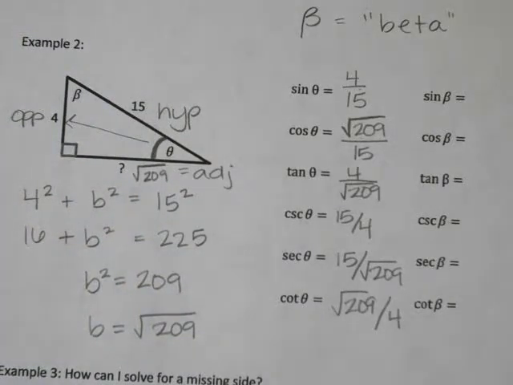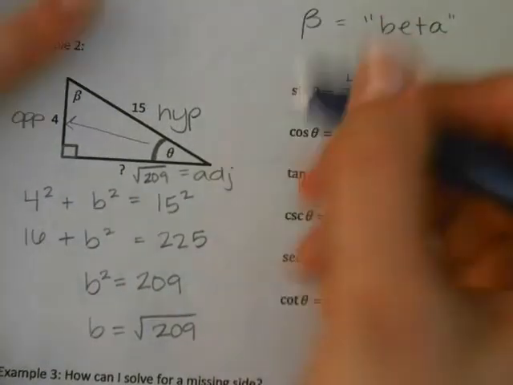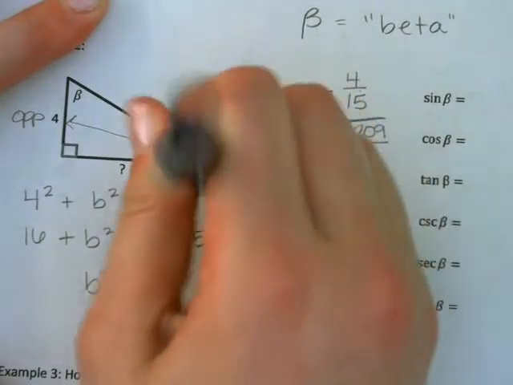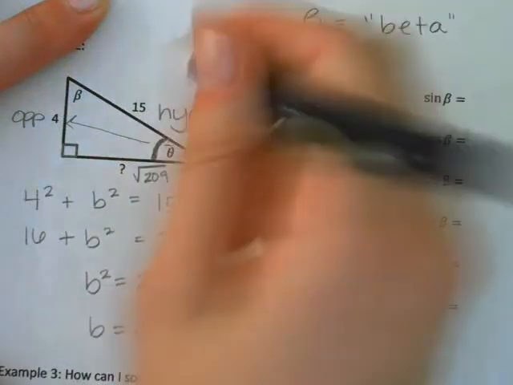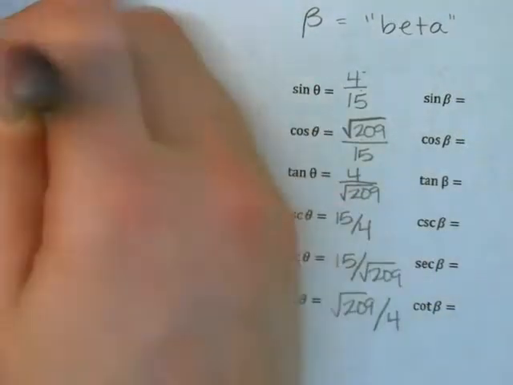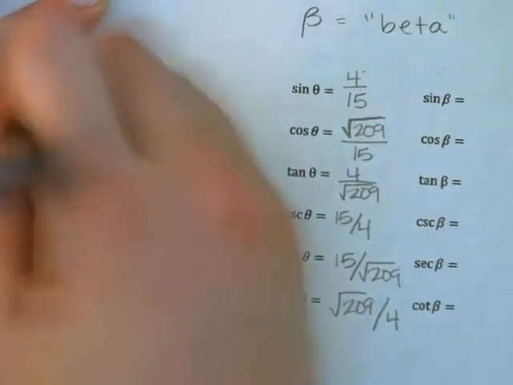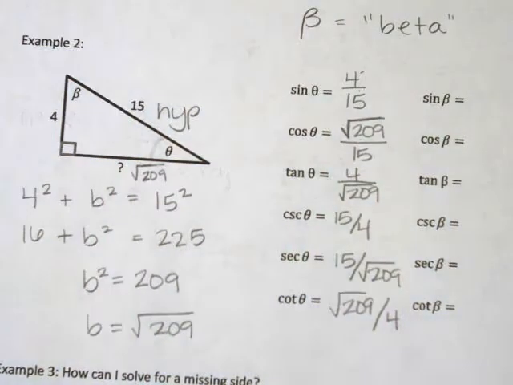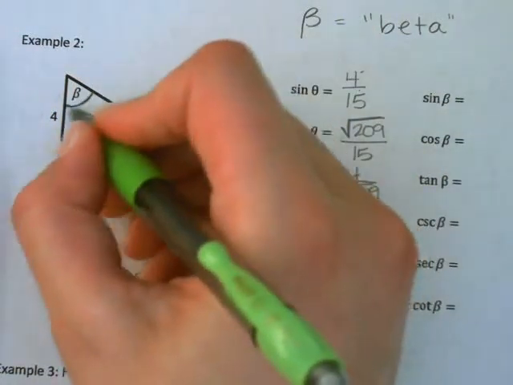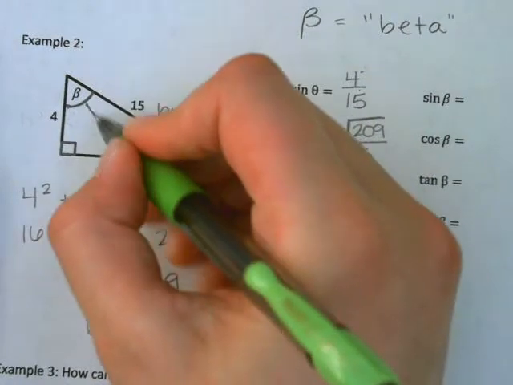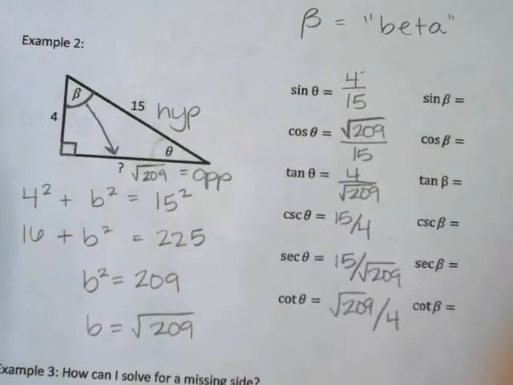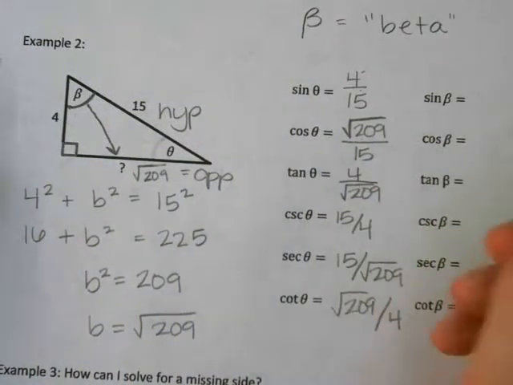Alright. Then to do beta, we have to erase adjacent and opposite. We have to erase those labels because those labels are dependent on the angle that you're talking about. So now if we're talking about this angle right here, then which side is opposite? The question mark. So square root 209 is opposite. And then which side is adjacent? 4.